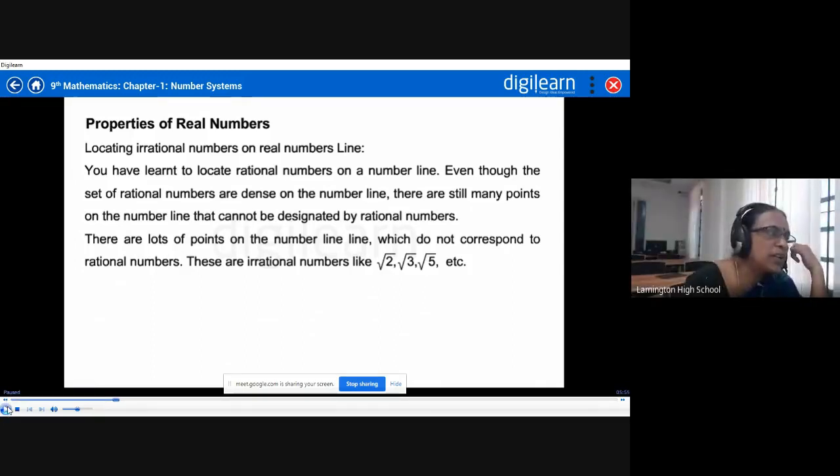If you come to the properties of real numbers, we can locate the rational numbers on the number line. We will discuss further in future classes. Even though rational numbers are dense on the number line, there are still many points on the number line that cannot be designated by a rational number. There are a lot of points on the number line which do not correspond to rational numbers. These are irrational numbers like root 2, root 3, root 5, etc. Okay? Followed?